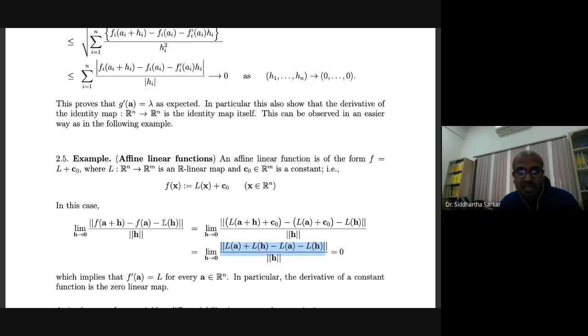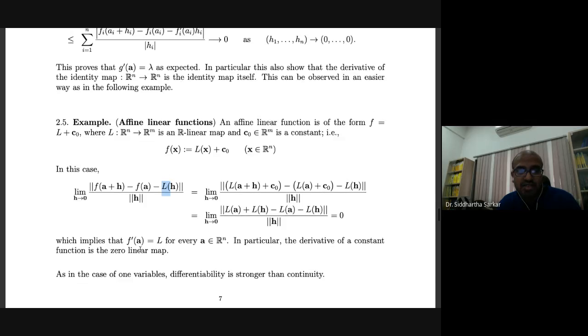So if I just set in that L h as a factor over here in the definition, this gives me that this limit is 0, and L is already a linear map, and I already know that the derivative must be unique. If this particular linear map satisfies the definition of derivative, then this L itself should be the derivative. So what does it say? It says that f prime a should be the linear map L for every point a.